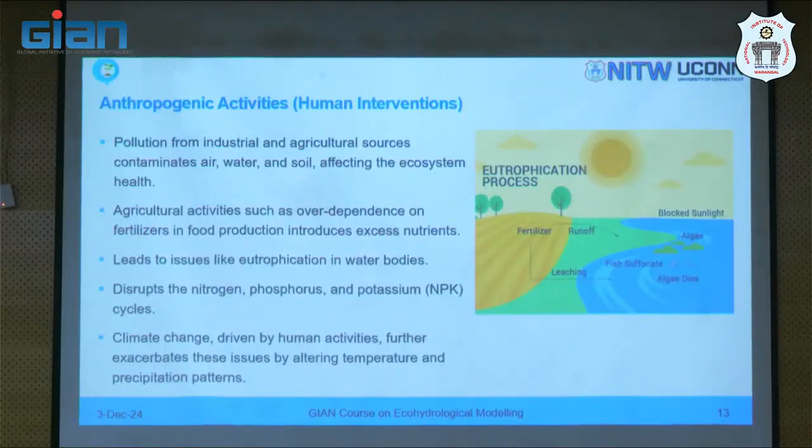It disrupts the nitrogen, phosphorus, and potassium cycles. And it is also being aggravated by climate change, which is driven by human activities, that further exacerbates these issues by altering temperature and precipitation patterns.